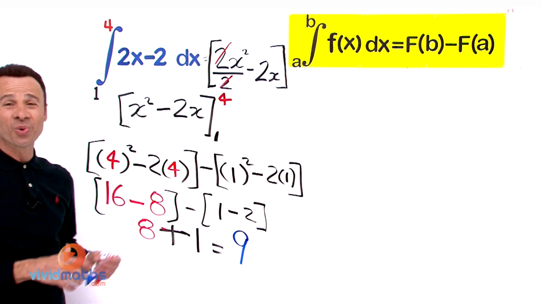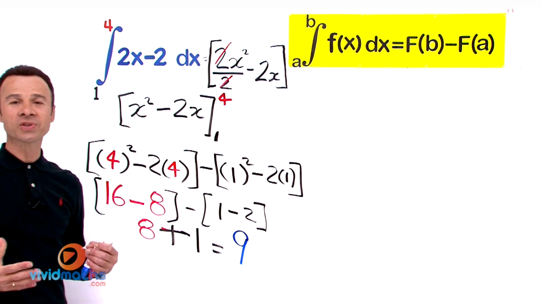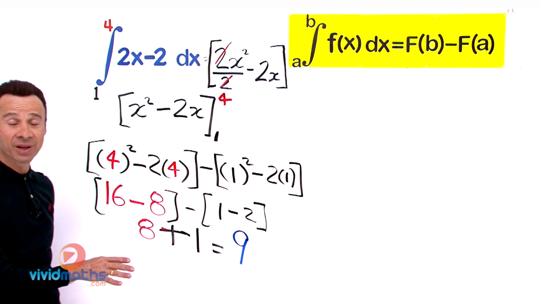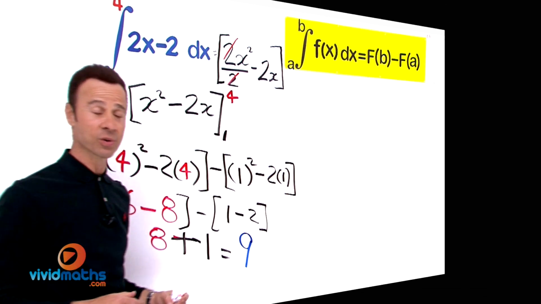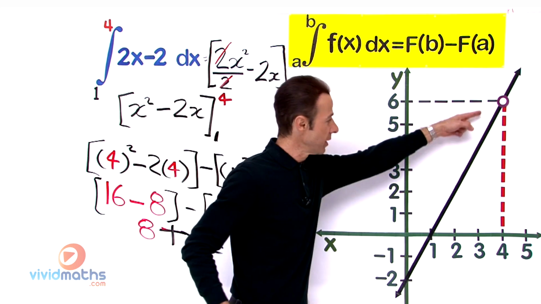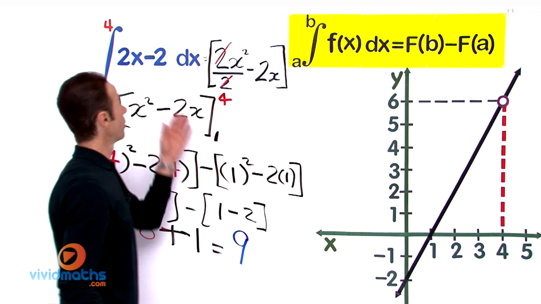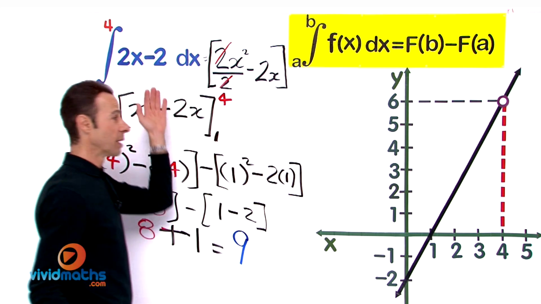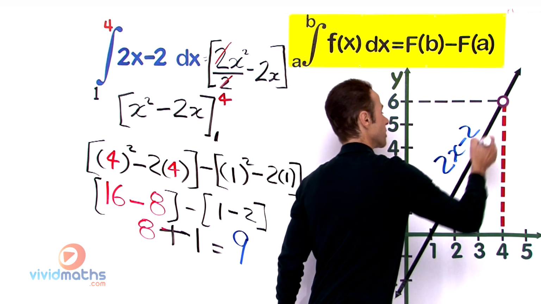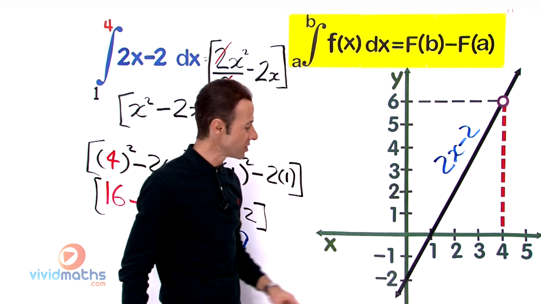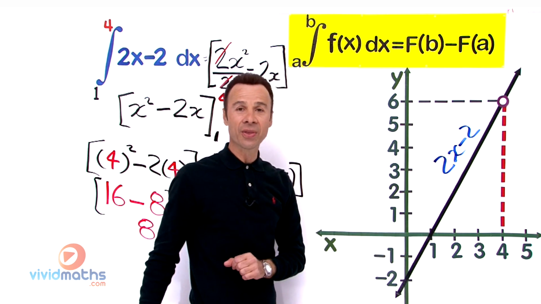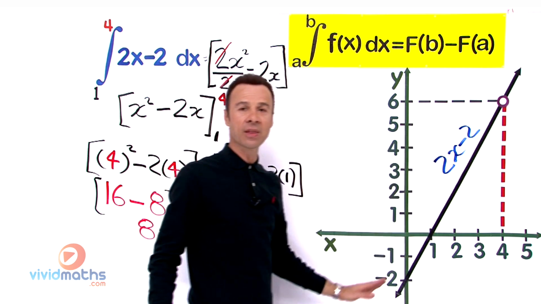Now you might be wondering, what does this mean? What if we could see this represented as a diagram? So I'm going to put together a diagram here so we can actually see what this 9 means and where it comes from. So let's have a look. Okay, displayed here is that diagram. We have this line along here, and that line is the graph of 2x minus 2. That's the line right there. You'll see that it cuts through negative 2 on the y-axis, and it goes through positive 1 on the x-axis. So that's our straight line that we just integrated.